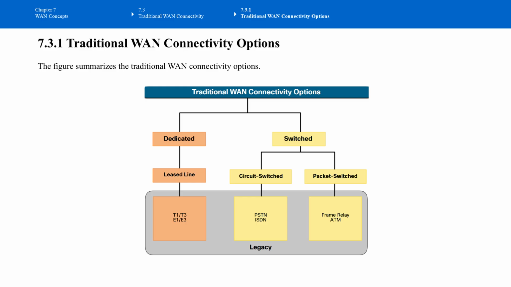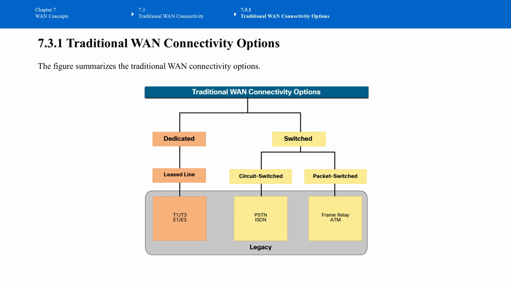And the other one is the switched WAN. The service provider's network is shared rather than having a permanently dedicated end-to-end path. There are two traditional types: the circuit switched and the packet switched. For the circuit switched, a circuit is established before communication begins. And for the packet switched, the data is divided into packets or frames and carried across a shared provider network.